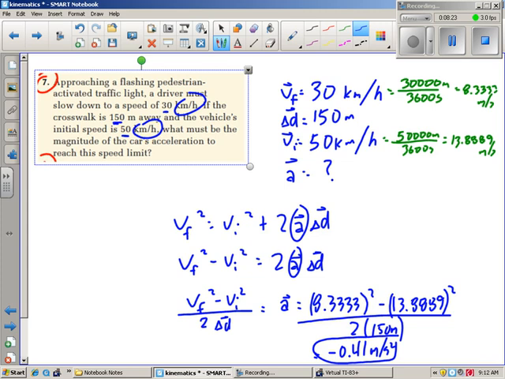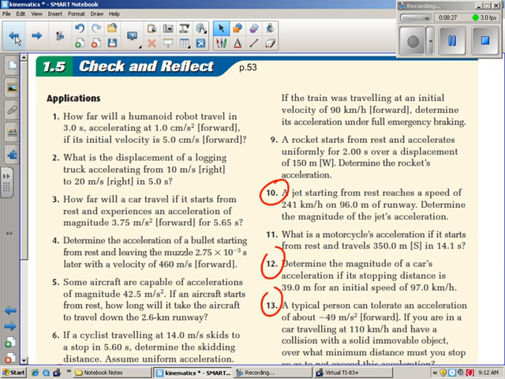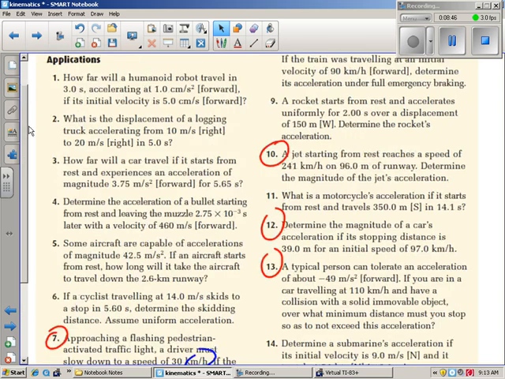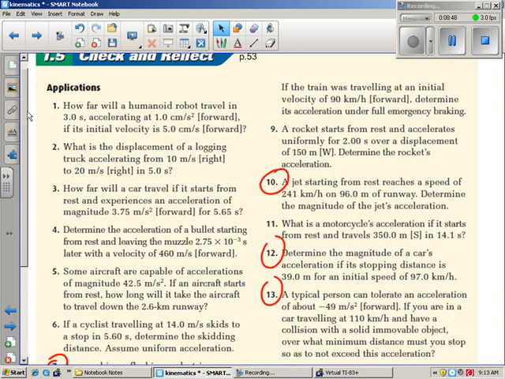All right, let's take a look at another one here. As I said, we're probably going to find that a lot of these questions are similar to each other, but we'll take a look at least 2 of them here. Number 8 says a train's stopping distance, even when full emergency brakes are engaged, is 1.3 kilometers. If the train was traveling at an initial velocity of 90, what's the acceleration under full emergency braking?